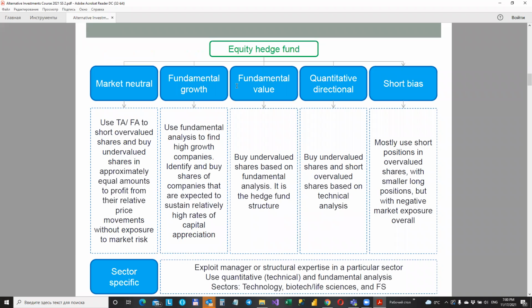Okay, let's go for the strategy and start with the equity hedge fund strategy. Equity hedge strategies can be thought of as an original hedge fund category. They are focused on public equity markets and take long and short positions in equity and equity derivative securities.